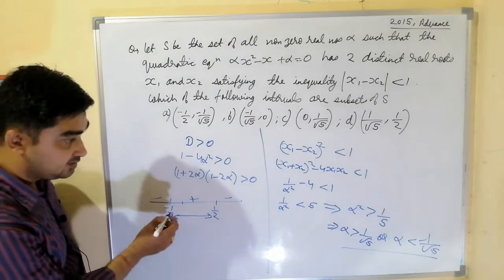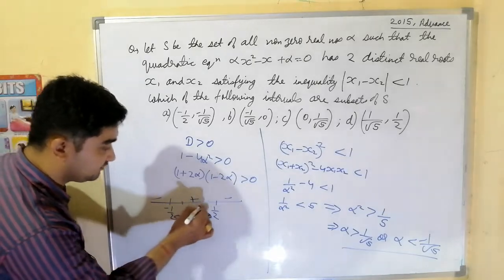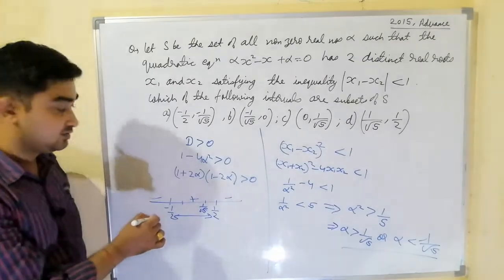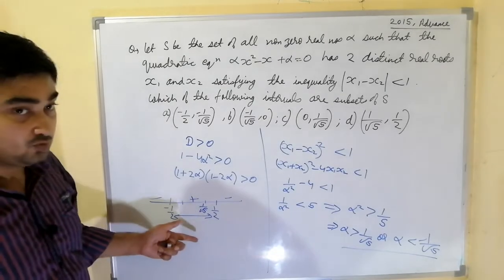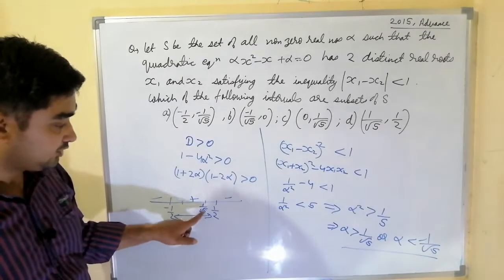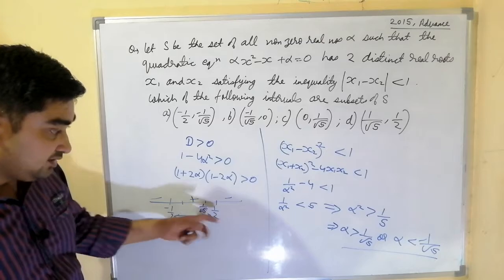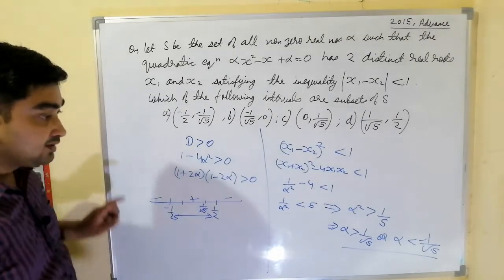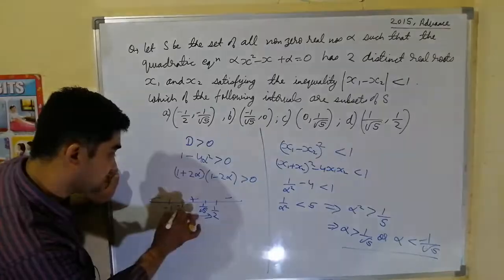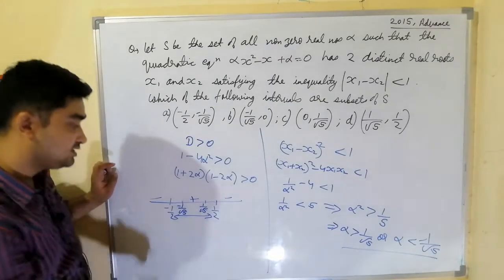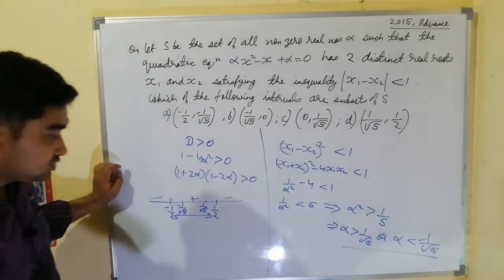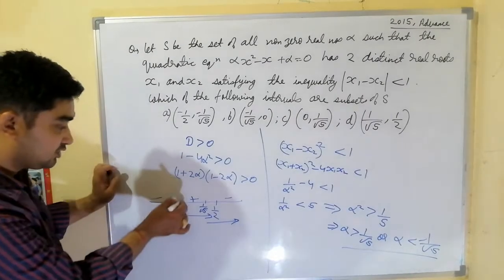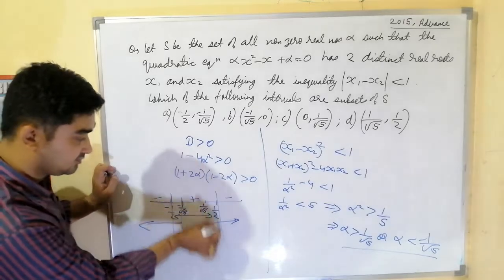So what is alpha? Should be greater than 1 by root 5. Where do we have 1 by root 5? Somewhere here we will have 1 by root 5. 1 by root 5 means 1 by 2.2, something like that. So it will be less than 1 by 2. It will be somewhere here. Minus 1 by root 5 will be on the right hand side of minus 1 by 2. So alpha should be greater than this or less than this. So what is the range which satisfies both?